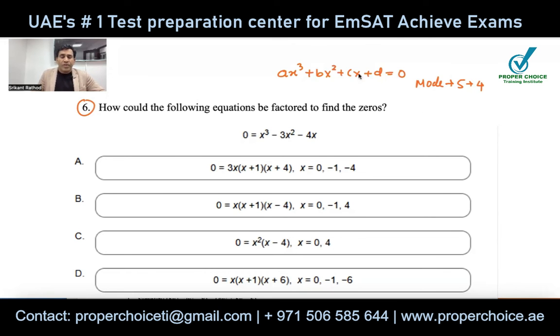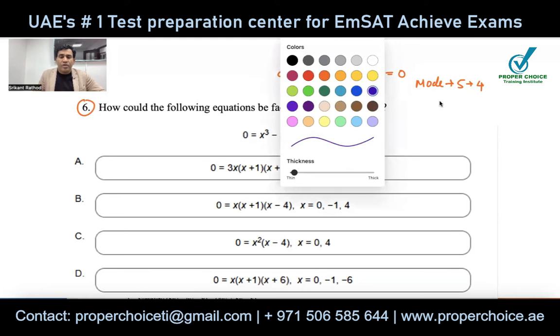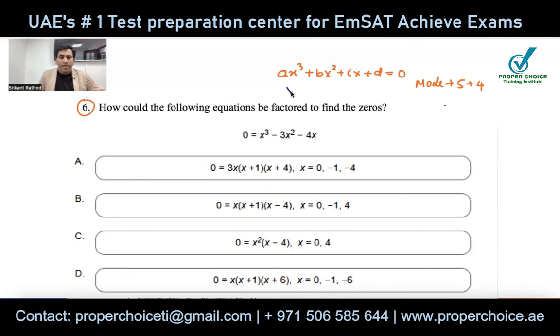When you compare the standard equation with what we got, it is x cube minus 3x square minus 4x equal to 0. In the given equation, we don't have the constant term, the term alone. Basically, we don't have a value for d. Whenever a number or term is missing, we have to put 0 for it. It's not necessary to put it here, but while operating the calculator, we have to use 0 for the missing number.